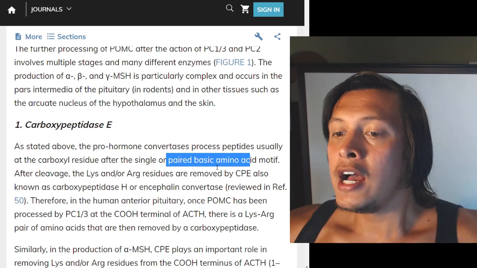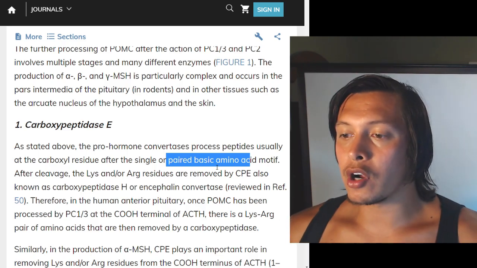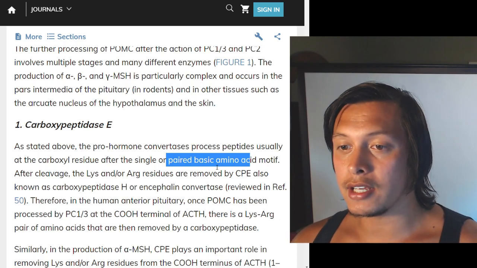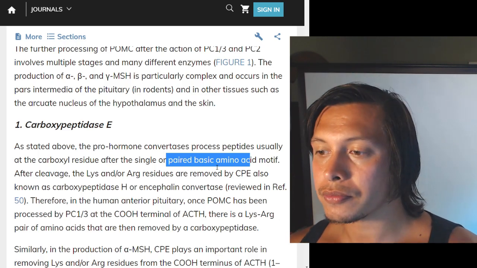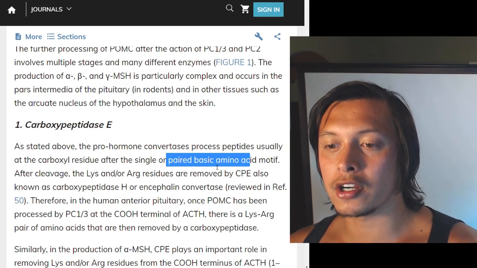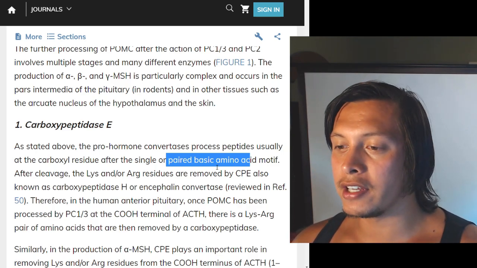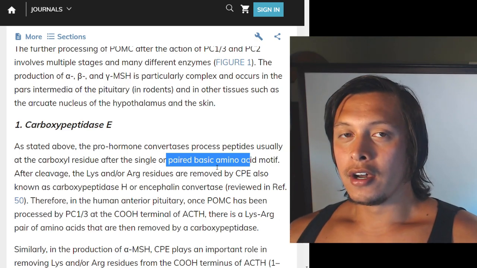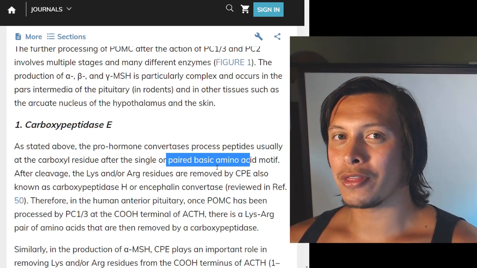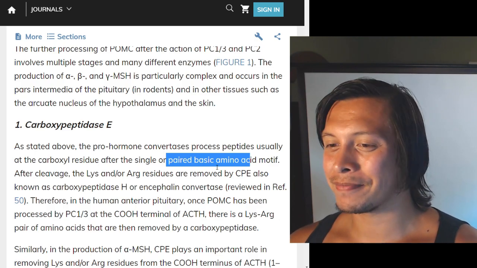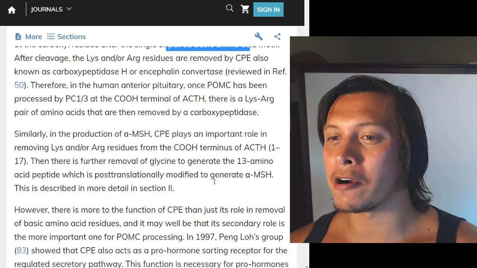After cleavage, the lysine and/or arginine residues are removed by carboxypeptidase E, or CPE, also known as carboxypeptidase H, or enkephalin convertase. So we have, what, 3 or 4 names for the same freaking enzyme? Yeah, I can see why people get frustrated with biochemistry.